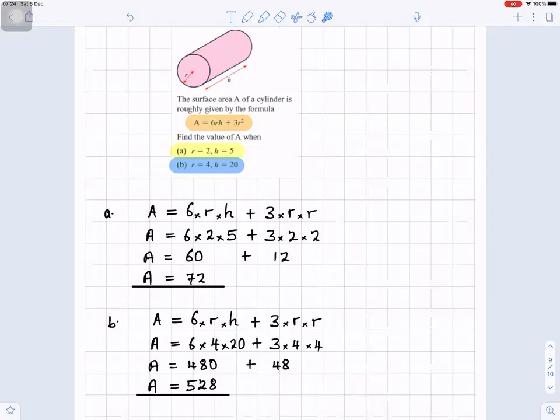For the next one, part B, we substitute R = 4, and we substitute H = 20, plus 3 times R, which is 4. So 6 × 4 × 20, it gives you 480. 3 × 4 × 4, it gives you 48. 480 plus 48, it gives you 528.